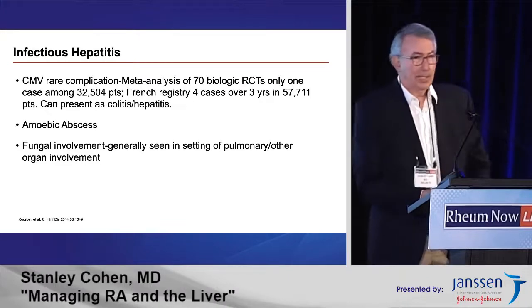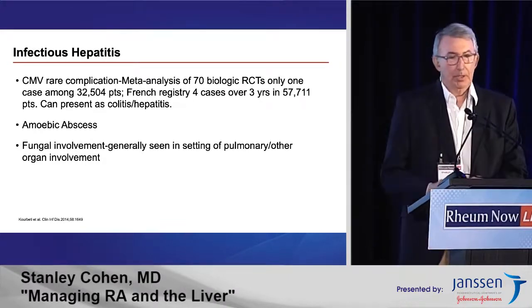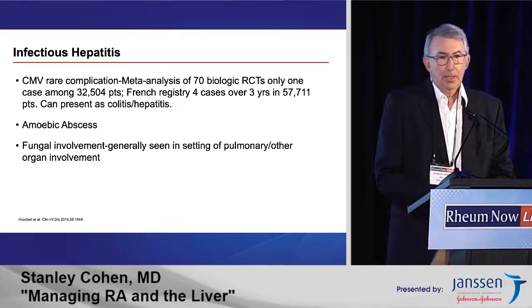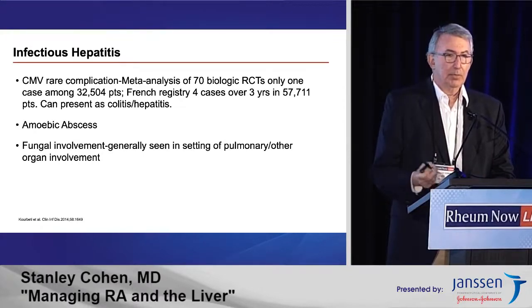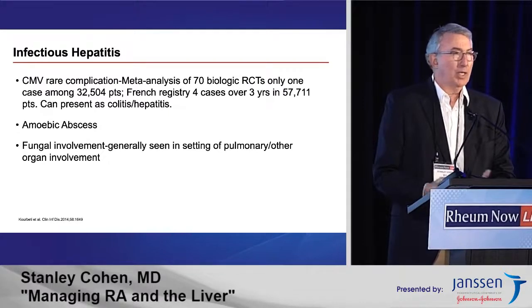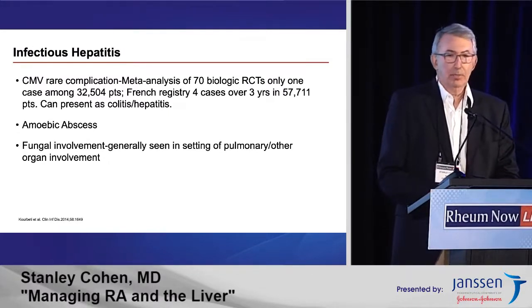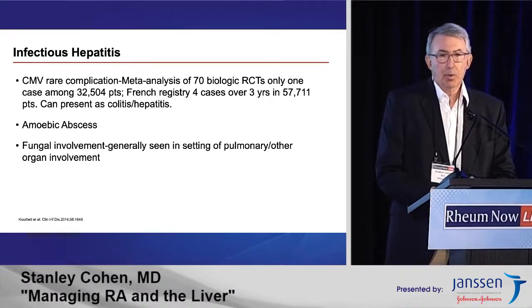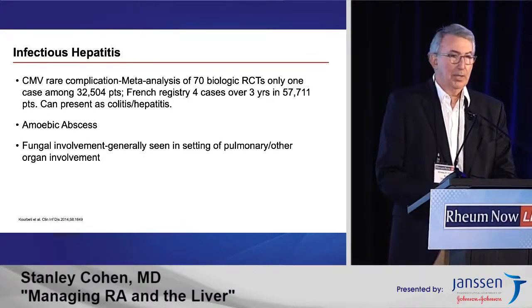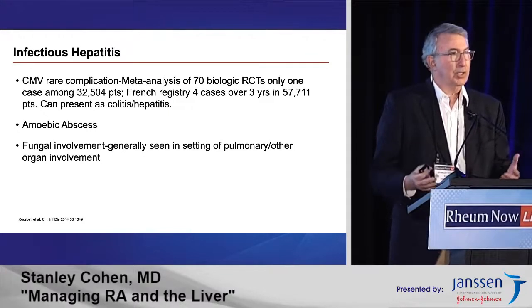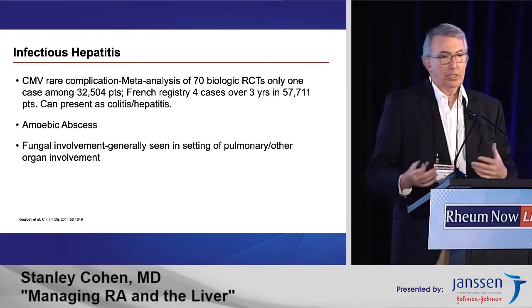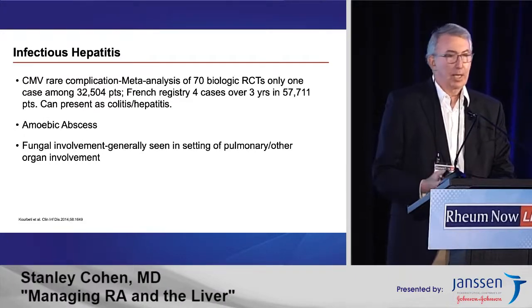So infectious hepatitis is non-Hep B, Hep C, which we're going to discuss in some detail. You can rarely see it with CMV, but looking at over 70 biologic RCTs in a meta-analysis, there was only 1 case amongst 32,000 patients. French registry, 4 cases over 3 years and 57,000 patients. So very rare. I mean, generally you see it in the setting of someone with CMV colitis who will have elevated liver functions.